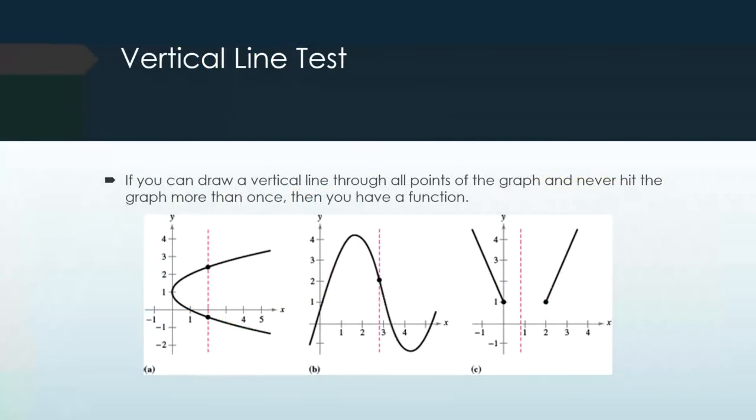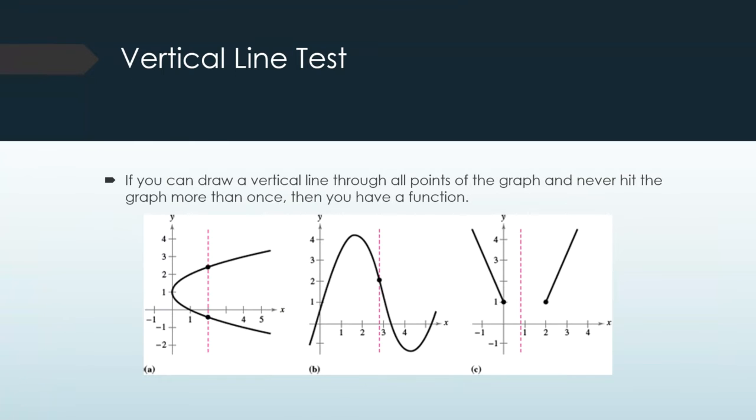Okay, so the next thing is the vertical line test. Basically, if you can draw a vertical line through any x point on the graph, and you only hit the graph once, which means you never hit it more than once, you have a function. So there are 3 examples here.